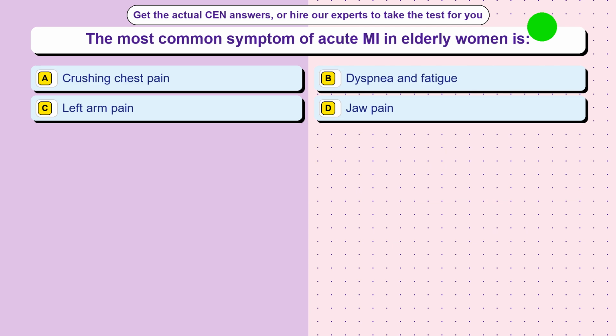Question 24. The most common symptom of acute MI in elderly women is Option A, crushing chest pain. Option B, dyspnea and fatigue. Option C, left arm pain. Option D, jaw pain.